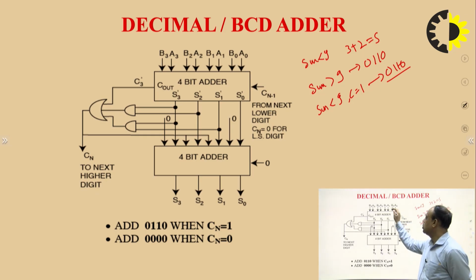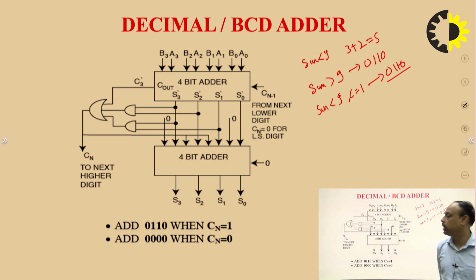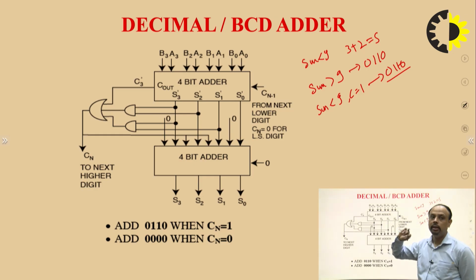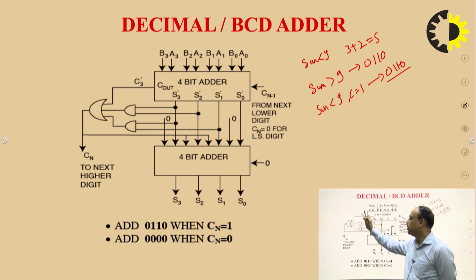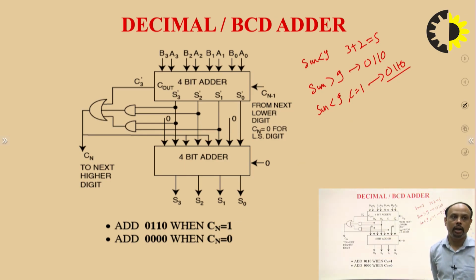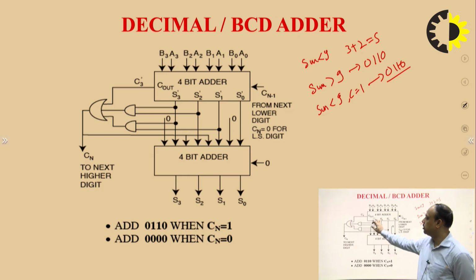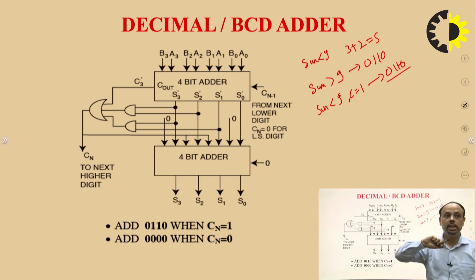One is A0, A1, A2 and A3, another is B0, B1, B2 and B3. So with the help of a 4-bit adder, we can perform the initial addition. S0 bar, S1 bar, S2 bar and S3 bar are the result, and there may be a carry out C3 bar. But this is not the correct result, because these are two BCD numbers.